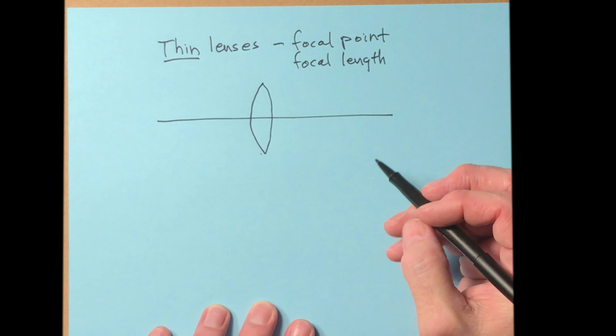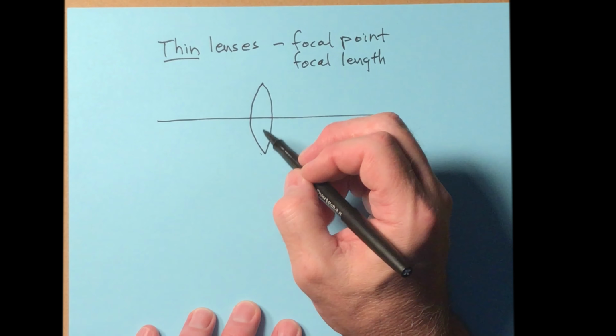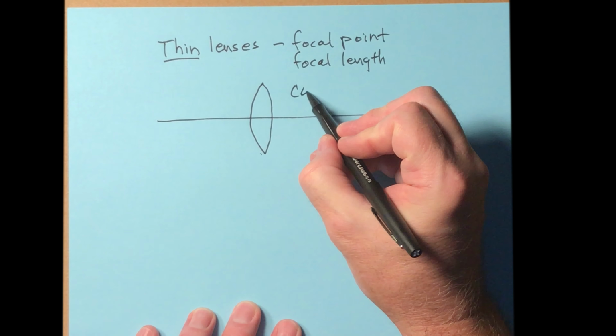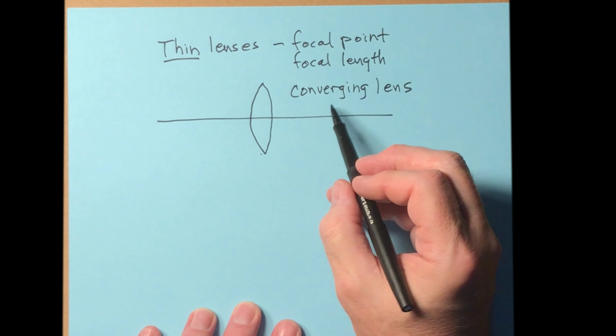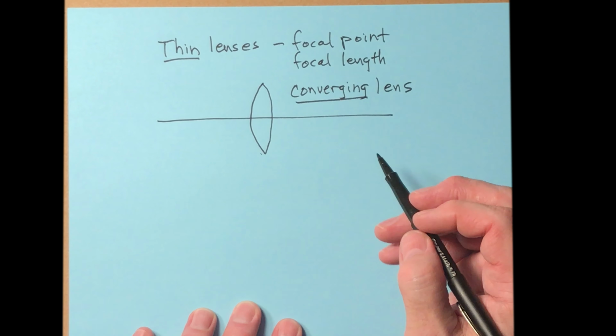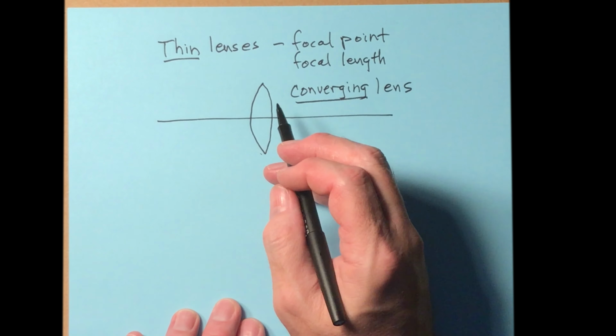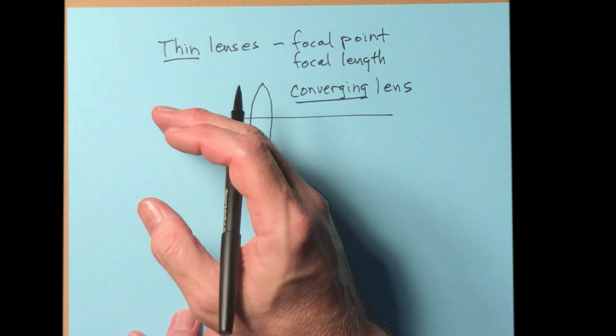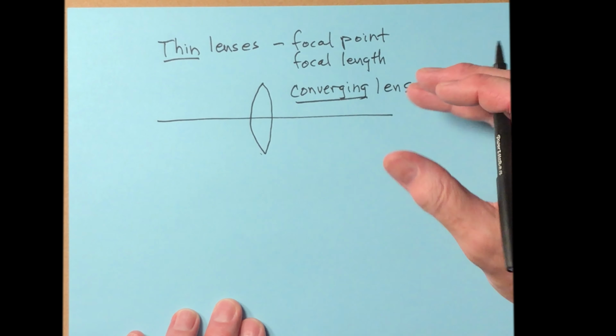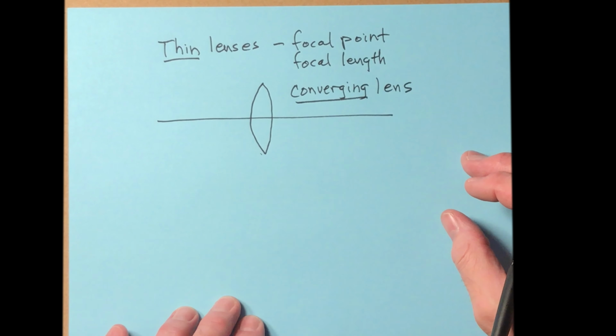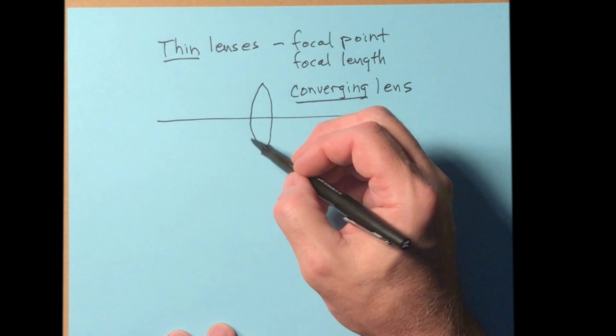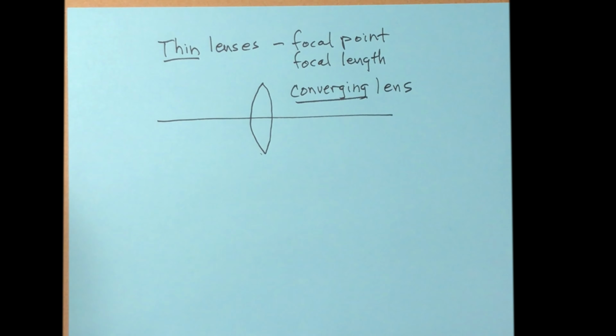Now, you can also have two different kinds of lenses. What I've drawn here is considered a converging lens. Converging lenses do exactly what it says. They converge light. So light comes in one side and it converges on the other side. That's the whole idea of a converging lens. A magnifying glass would be an example of a converging lens.